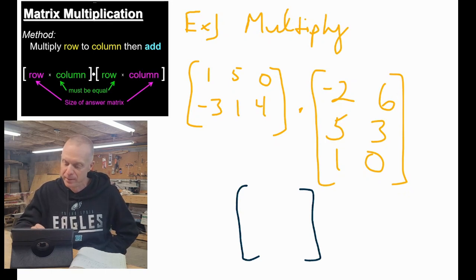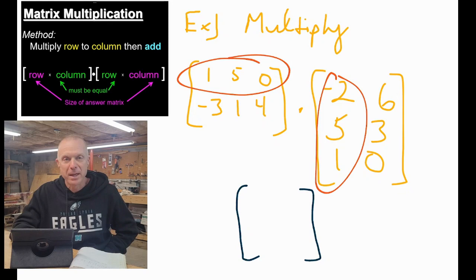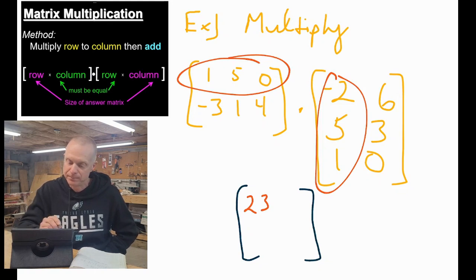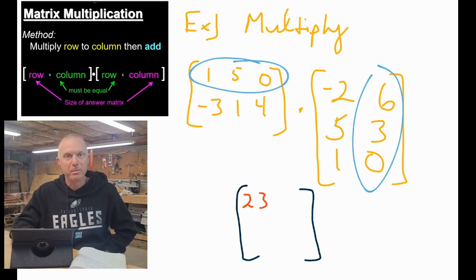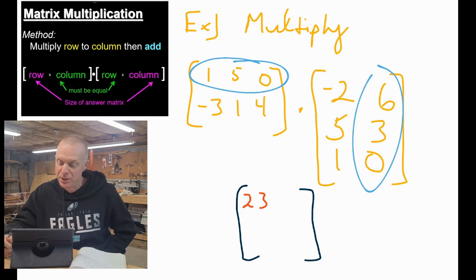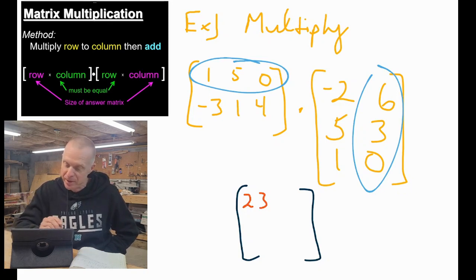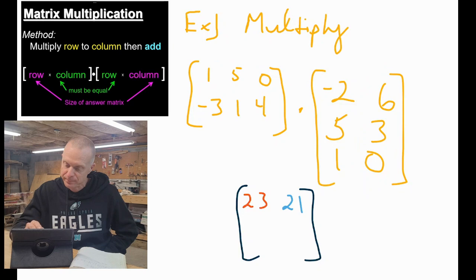How'd you do? You're going to multiply the first row times the first column. You should end up with -2, 25, and 0. -2, 25, and 0 add together to be 23. Next, you're going to multiply the first row, but over to the second column. How'd you do? You should get 6, 15, and 0. 6, 15, and 0? Well, those add up very nicely to be 21.